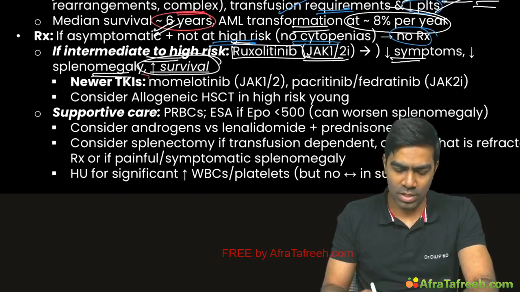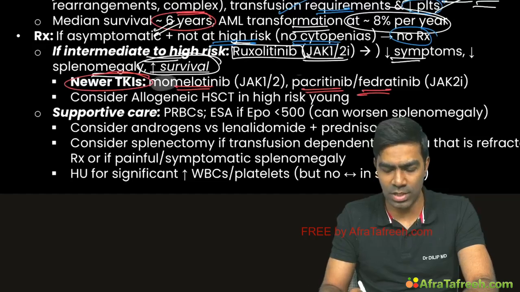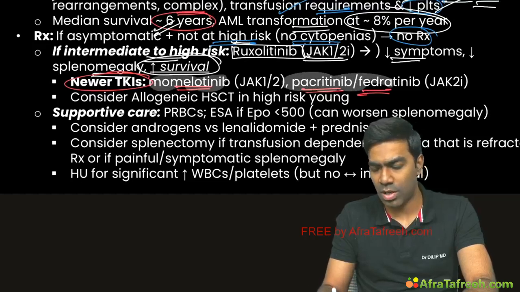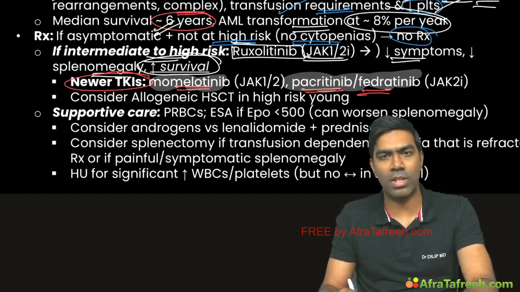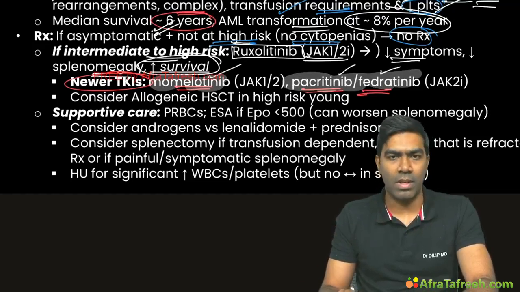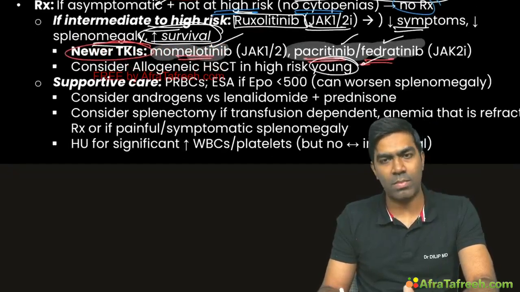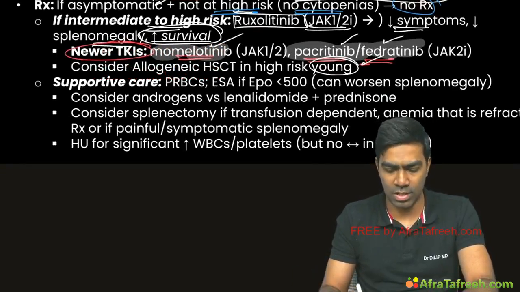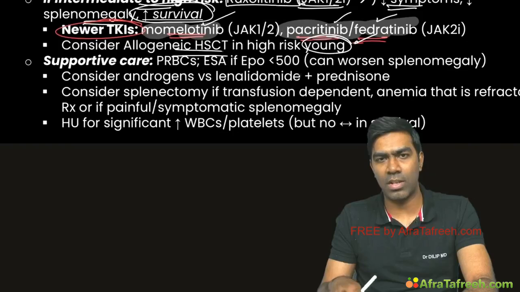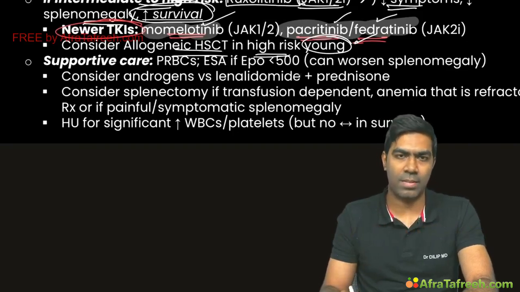And you can also consider the use of newer tyrosine kinase inhibitors like momelotinib, pacritinib, and fedratinib. This can be asked in exam because these 3 drugs are exclusively approved for primary myelofibrosis only. What are the 3 drugs? Momelotinib, pacritinib, and fedratinib. And if the patient is young, it's very rare to have a young patient with primary myelofibrosis, but in case the patient is supposedly young, like less than 50 years or 40 years, then you can definitely consider allogeneic hematopoietic stem cell transplantation if the patient belongs to the high risk category.